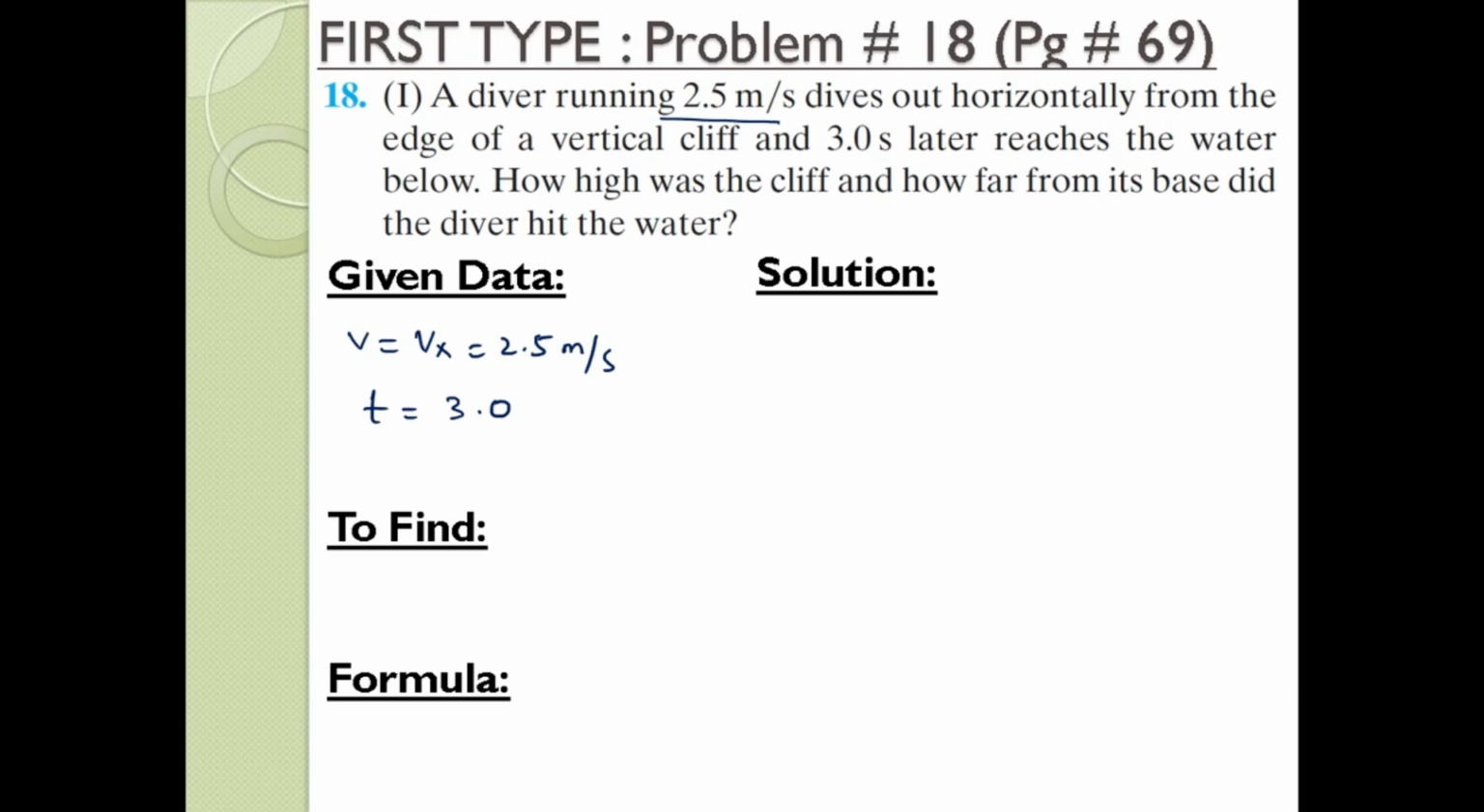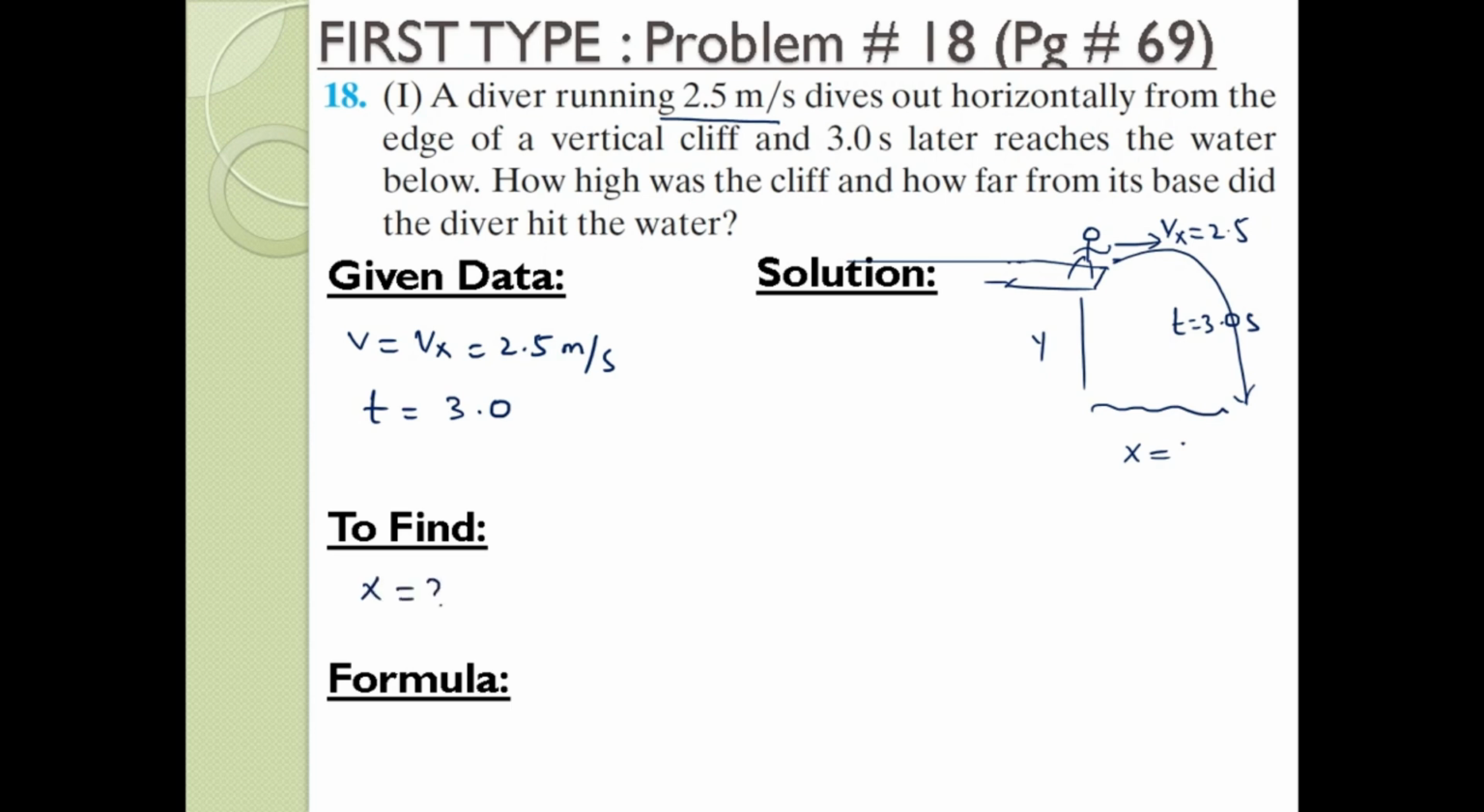So this is the diver that is jumping from the diving board, and when it jumps, it will go like this. This is the height of the board, that is y, and this is the horizontal distance, that is x. Here they give us that when he jumps, vx is 2.5, and it takes a time of 3.0 second. Now how high will it be and how far? So they ask us to find x as well as y.